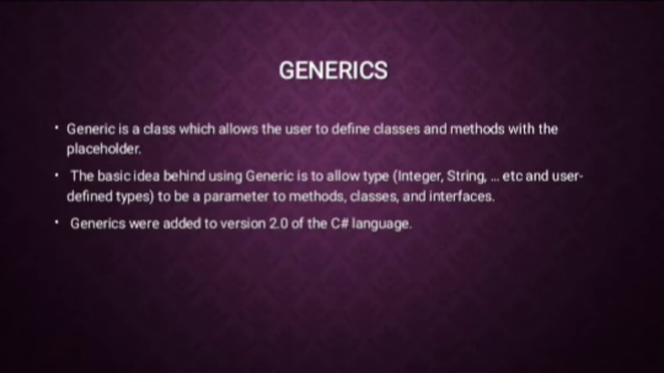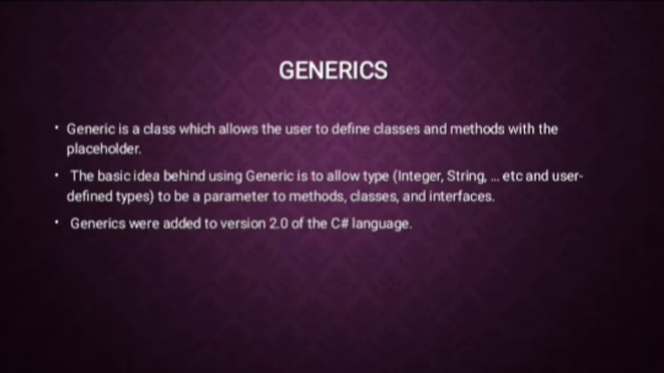Generics. Normally, what do generics mean in C sharp? Generic is a class which allows the user to define classes and methods with a placeholder. What do you mean by placeholder? Placeholder means the place in which the generics are implemented in your sample code. You define classes and methods.